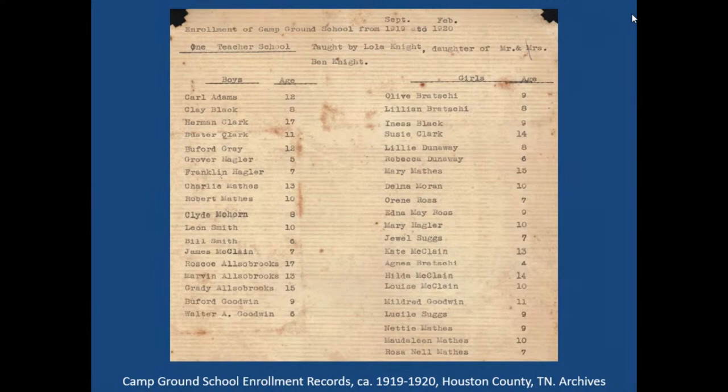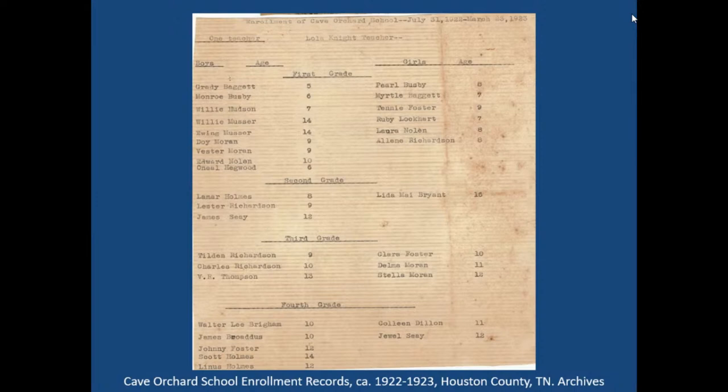If you also look up there, it gives a little bit of information about the teacher. It says, taught by Lola Knight, daughter of Mr. and Mrs. Ben Knight. What a wonderful piece of information that is. This is also an enrollment record. This one is for Cave Orchard from 1922 to 1923. Same teacher, Miss Lola Knight. This one I found very interesting. This one caused me to actually go have to do some more research.